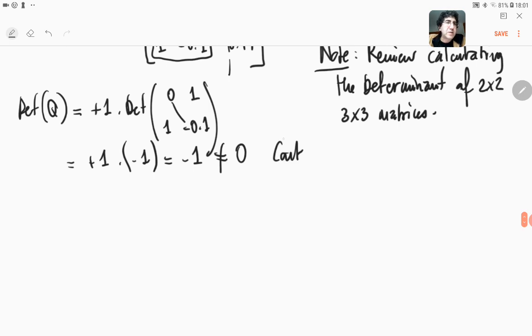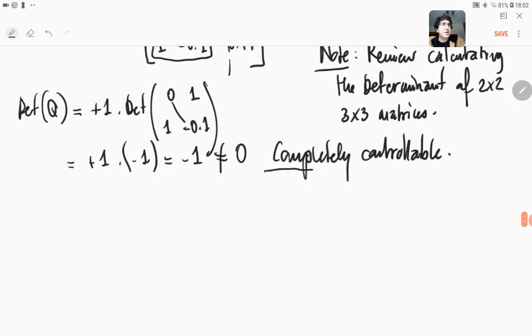So this is completely controllable. In fact, if I'm not mistaken, the determinant of the controllability matrix of a controllable canonical form representation always turns out to be minus 1.